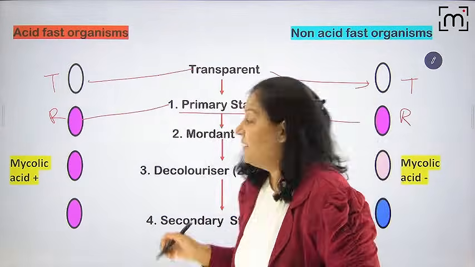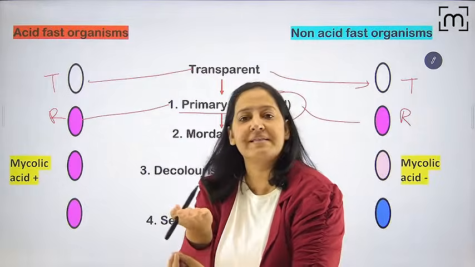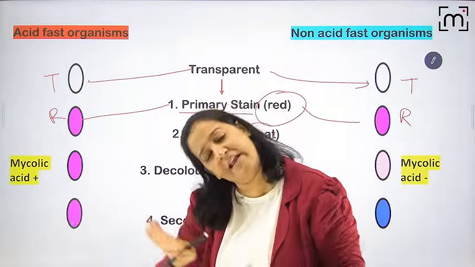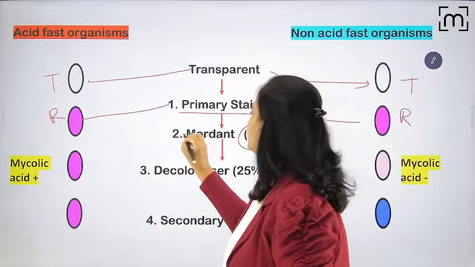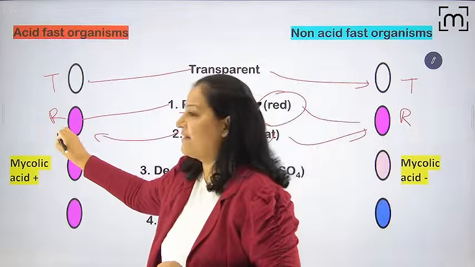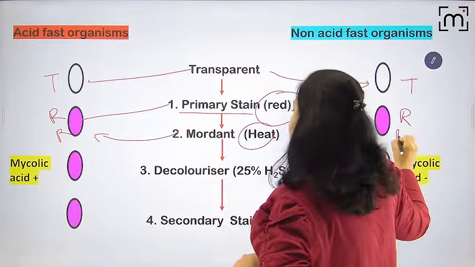What is the mordant? Here mordant is simple heating on the Bunsen flame. Heat the slide on the Bunsen flame. The stain will not leak. It will get fixed. So here the mordant is simple heating on the Bunsen flame. So here red color will become fixed.